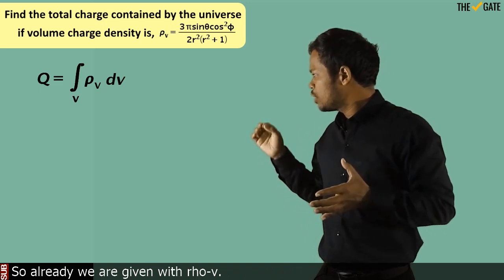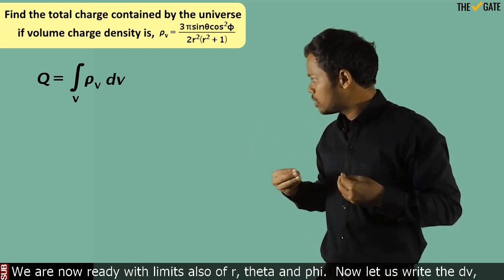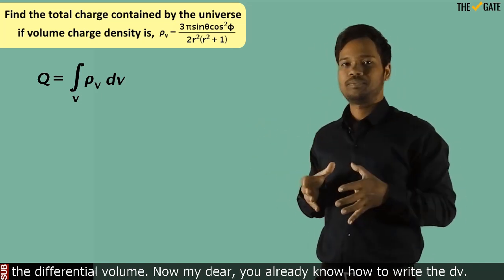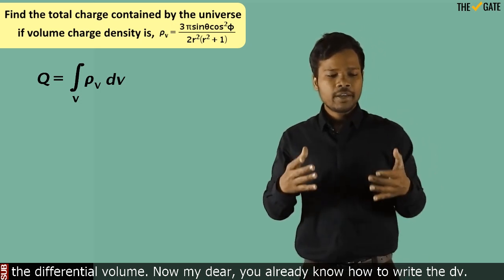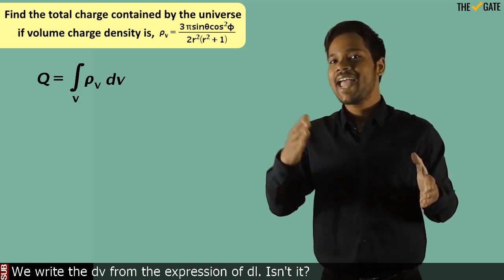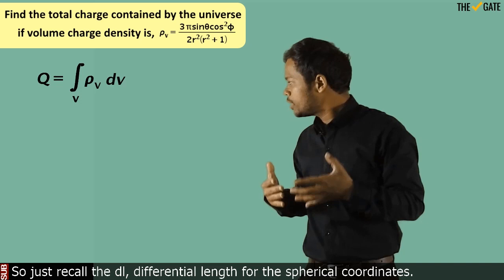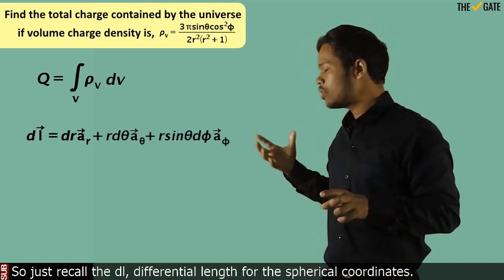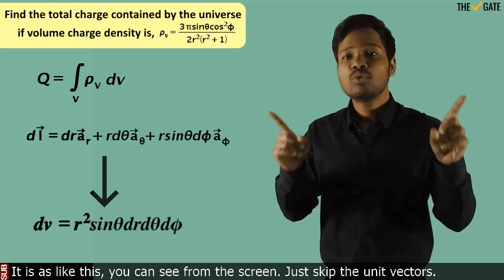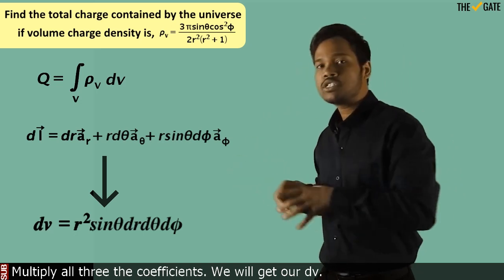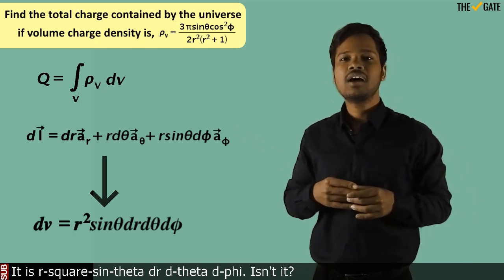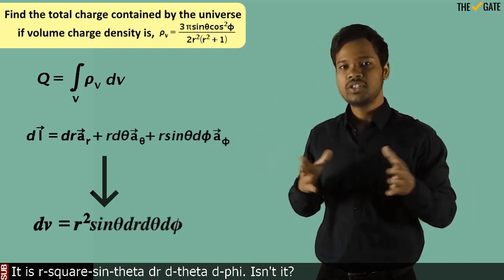So already we are given rho v. We are now ready with the limits of r, theta and phi. Now let us write the dV, the differential volume. Now my dear, you already know how to write the dV. We write the dV from the expression of dl, isn't it? So just recall the dl, differential length. For the spherical coordinates, it is like this, as you can see from the screen. Just skip the unit vectors, multiply all three coefficients together, and we will get our dV. It is r square sine theta dr d theta d phi, isn't it?